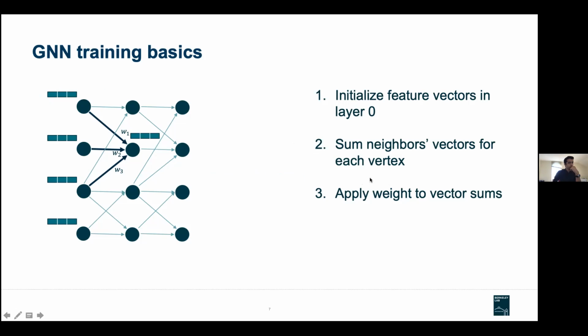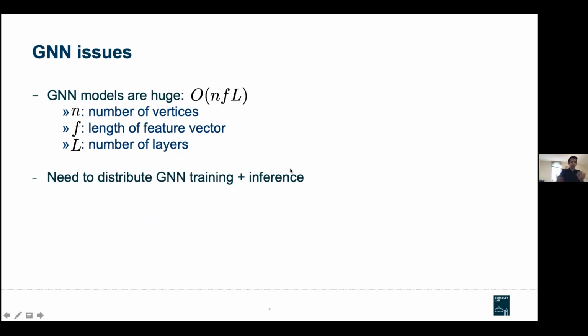So again, this is the gist of how to train a graph neural network. But what's the actual problem here, or is there a problem? The truth is there is a problem, and the problem is these graph neural network models tend to be very, very big. Specifically, they take n times f times L space, where n is the number of vertices in our graph, f is the length of the feature vector, and L is the number of layers in our graph neural network. This comes from the fact that we need to store a feature vector per vertex in our graph, per layer in the graph neural network.